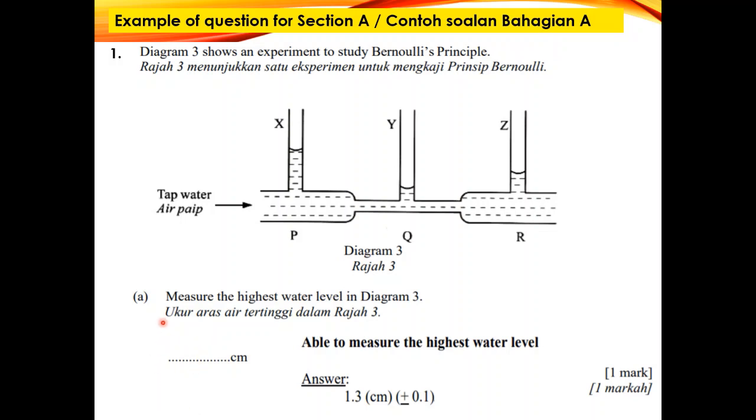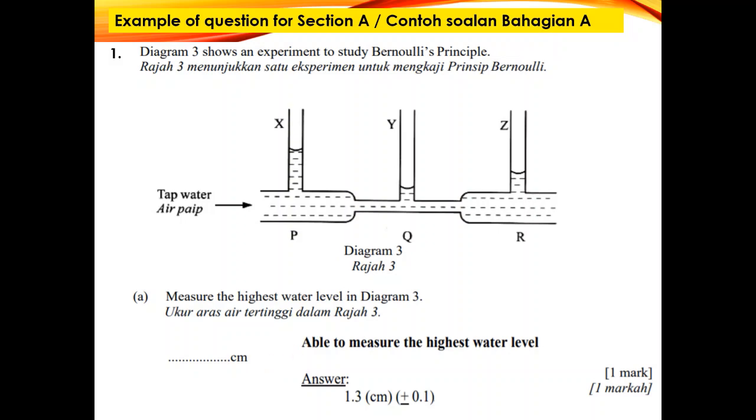And then the units, usually they're given to you already. So the accepted answer for this, your range of the answer can only range from 1.3 plus minus 0.1. Maksudnya jawapan yang boleh diterima di sini adalah 1.2 and also 1.4 only. These three answers only accepted. If you more than 1.4 or less than 1.2, that means your answer is incorrect.